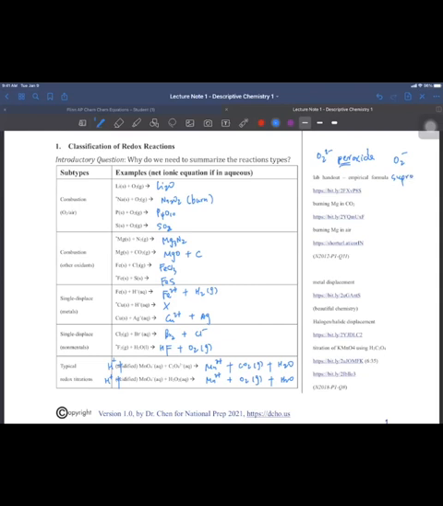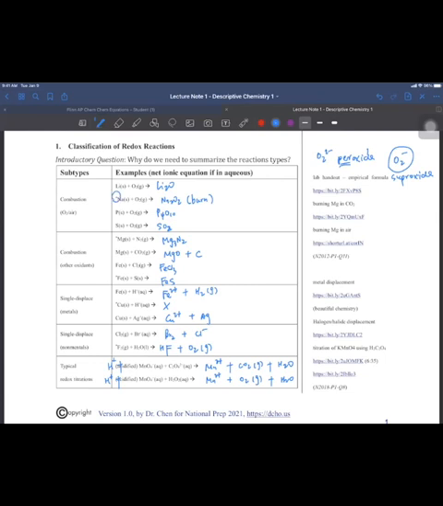How to spell superoxide? Is this correct? Yes? I think so, right? So this one is a little bit special.